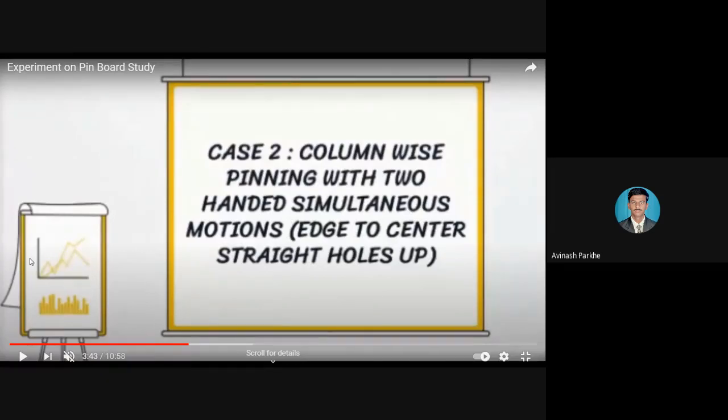I am taking the pins and inserting them in any hole. If I insert the pin in any hole, the time required to complete the task increases a lot. Then what is case number 2? Column wise spinning. First you have to fill the pins in the first column, then in the second column, then in the third column. And here I am using both hands. So now let us see.